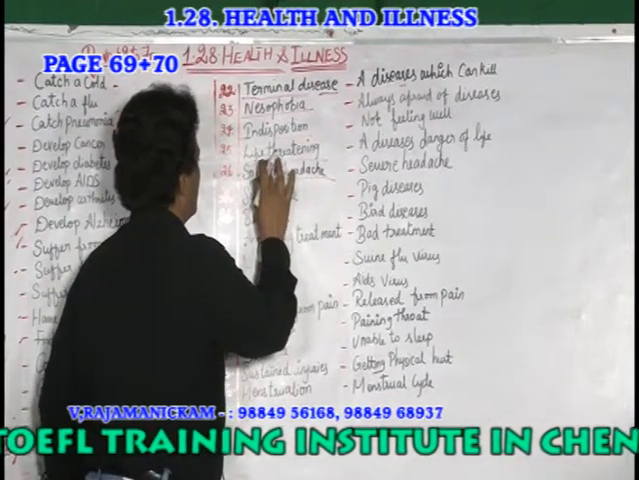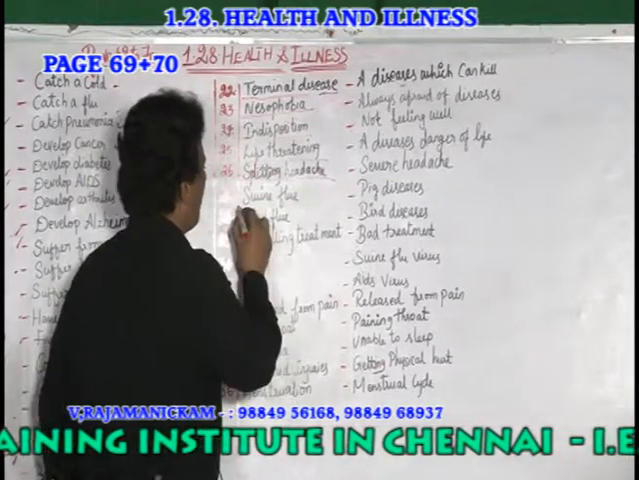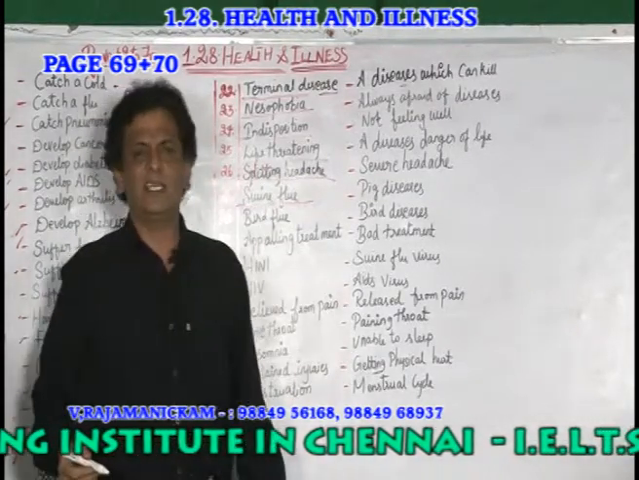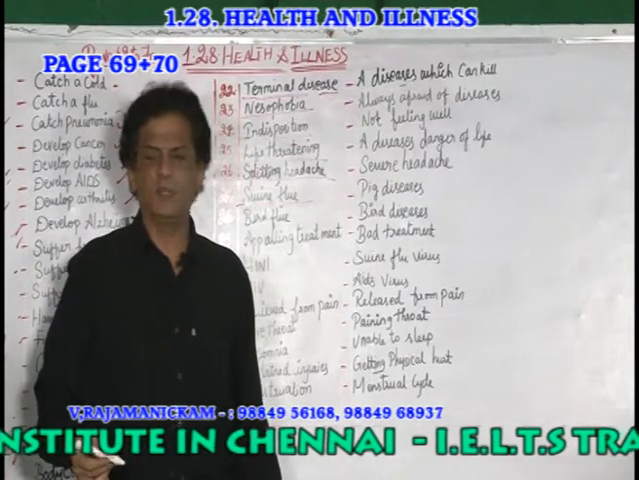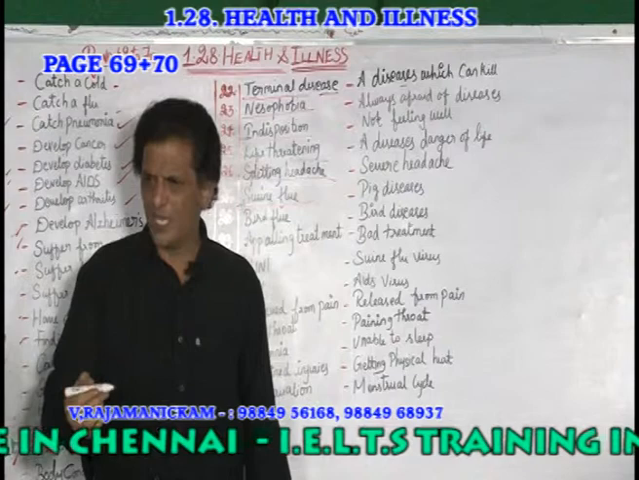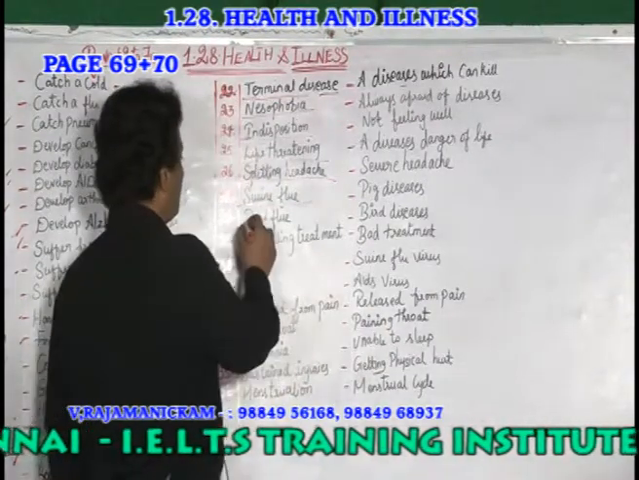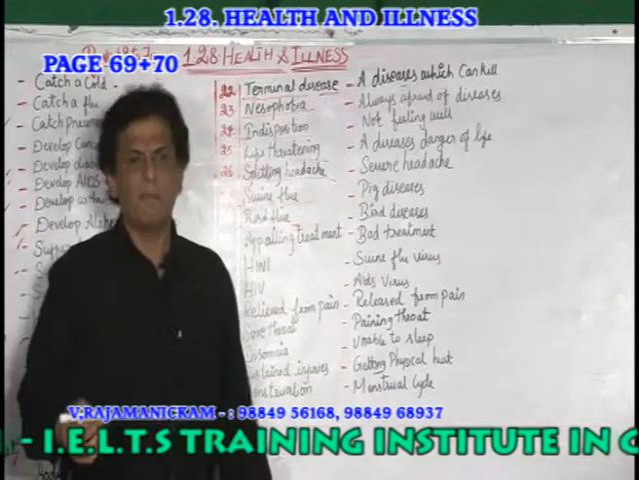Splitting. The spelling is wrong, isn't it? S-P-L-I-T-T-I-N-G. Swine flu. What do you mean by that? A disease spreadable through pigs. It is called swine flu. Swine means what? Pig. Flu means what? Which is spreadable. Bird flu. The disease which is spread by birds.